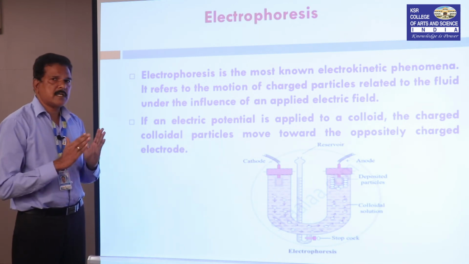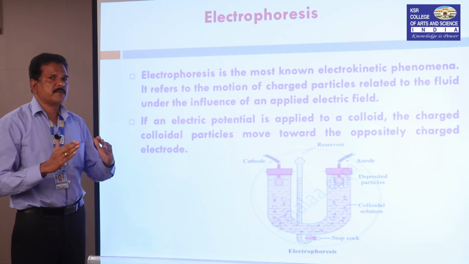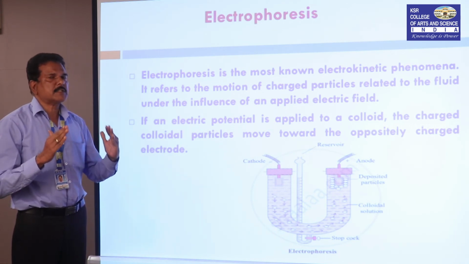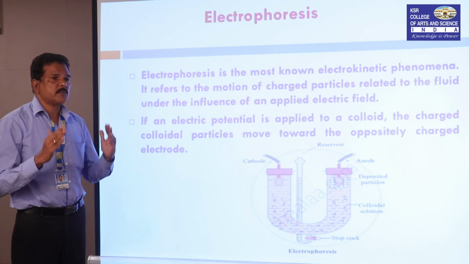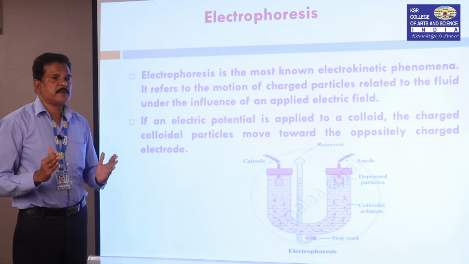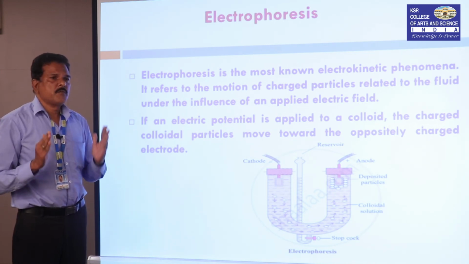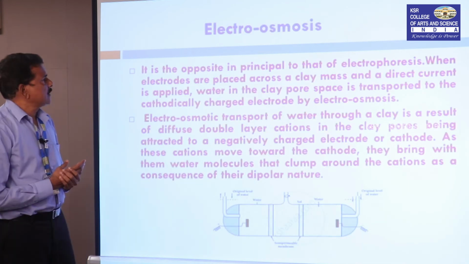So how does it happen? Only the colloidal particles move with respect to the electrodes. The medium does not move, only the dispersed phase. Dispersed phase means, as I said earlier, the colloidal particles. Hence, it is proved that colloidal particles have positive and negative charges.